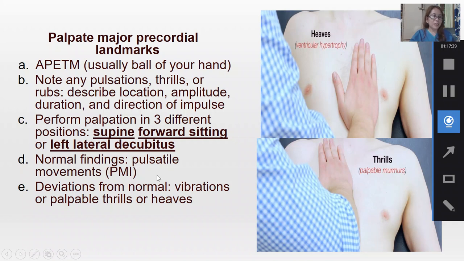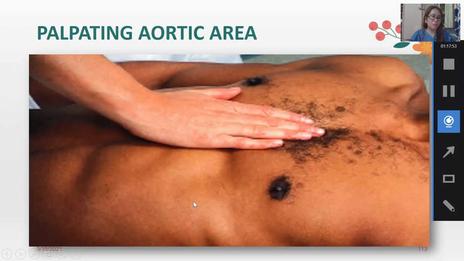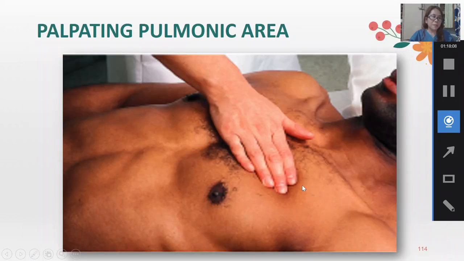The normal findings, yung pulsatile movement, yung sa point of maximum impulse, okay lang yan. Deviations from normal, may vibrations or palpable thrills or heaves, that is abnormal already, or may murmurs na. So, this is the aortic area, abdominal aortic area. May another aortic area pa dito, ha, yung sa heart. Ito is the abdominal aortic area. Ayan, ayan. So, papakita ko yung palpating the pulmonic area. Yan yung pulmonic area. Okay?